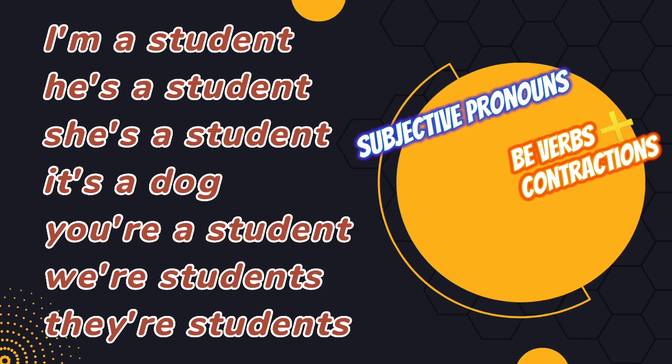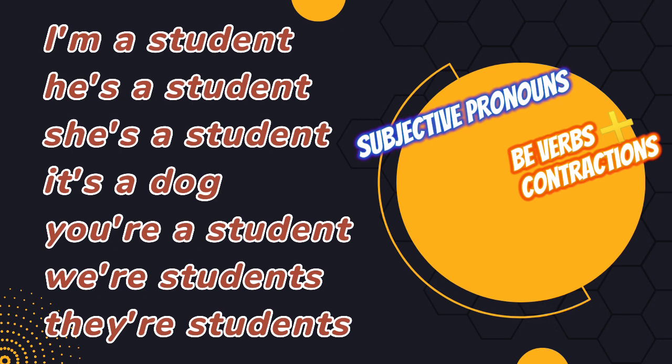The next one again sounds like one word. He's a student. Please repeat. He's a student. He's a student. Same thing. She's a student. The next sentence has it.